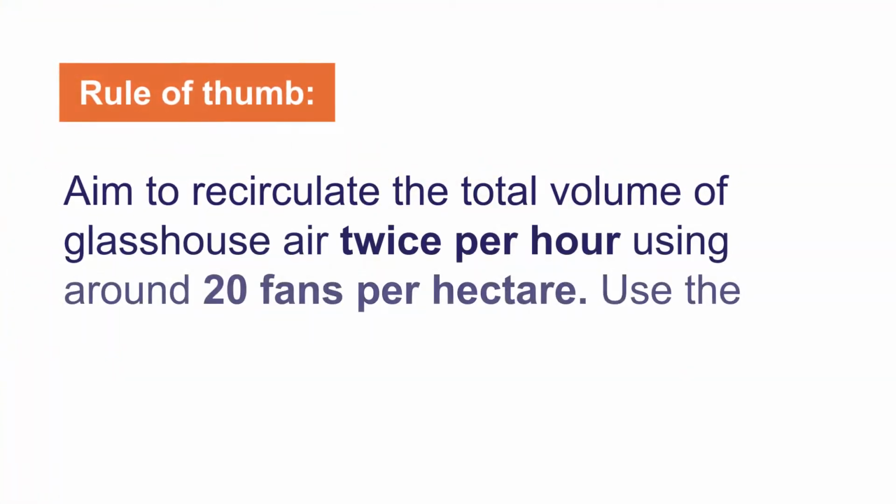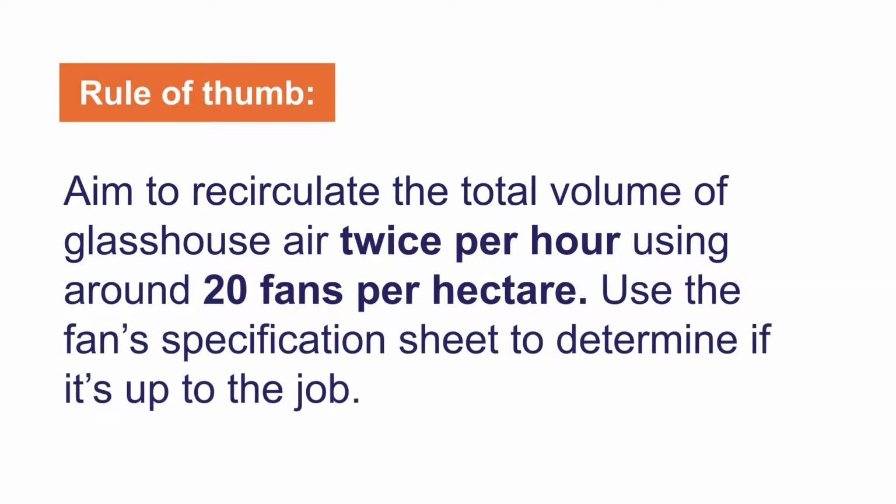As a rule of thumb, aim to recirculate the total volume of glasshouse air twice per hour using around 20 fans per hectare. Use the fan specification sheet to determine if it's up to the job.